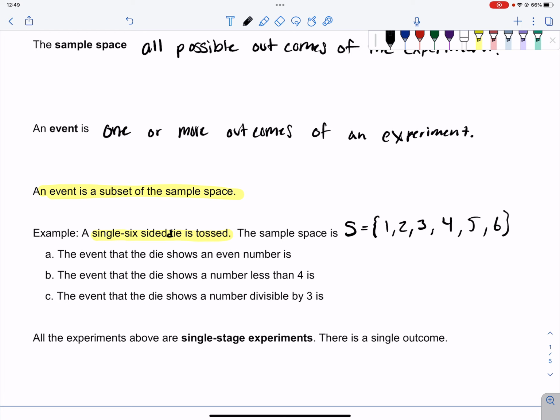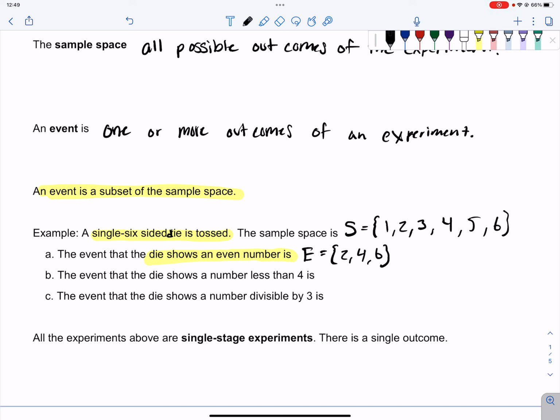So now the next one, I want to list some different events. The first one is the event that the die shows an even number. So in the event where it's an even number, that means I'm going to take a look at my sample space and choose my options that are even. And we have 2, 4, and 6. Those are the only even options from the sample space, so those are the 3 outcomes that are in this event.